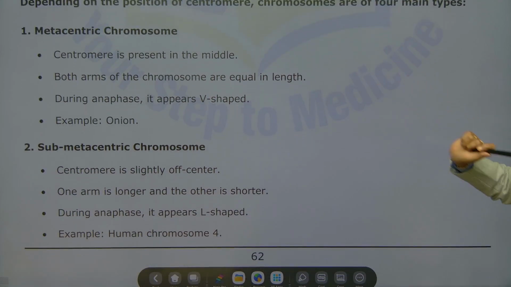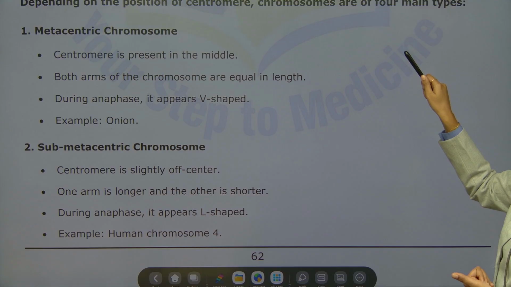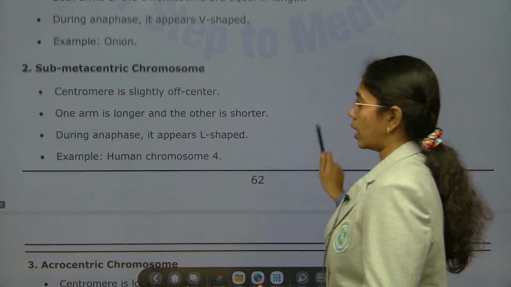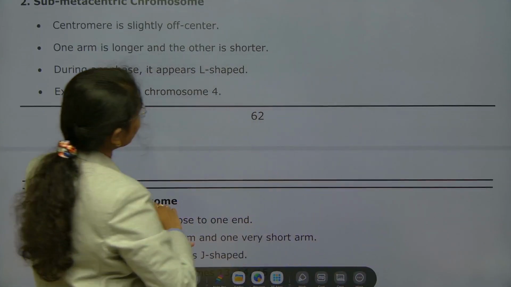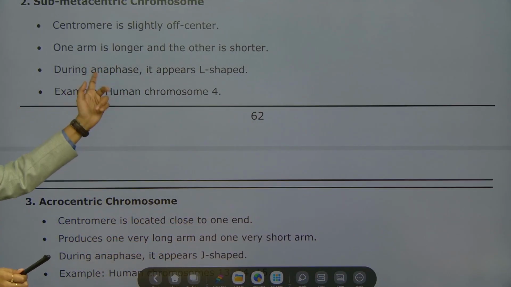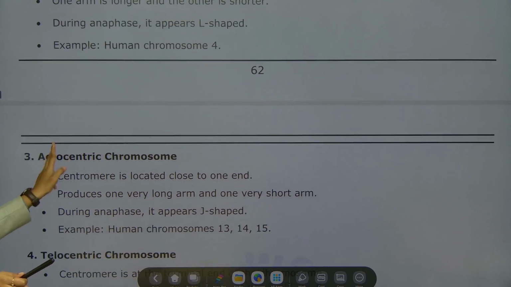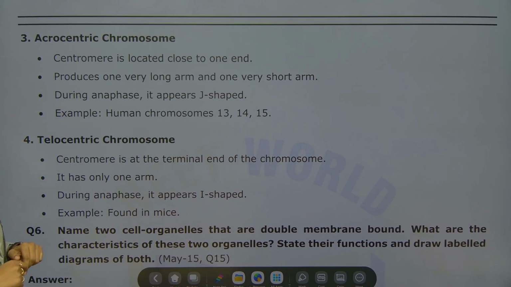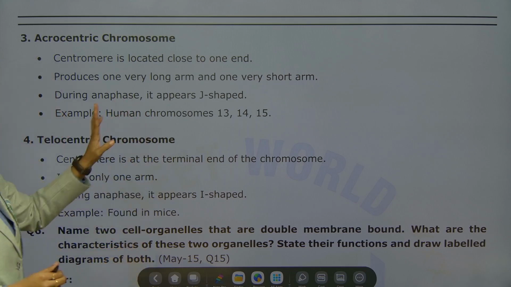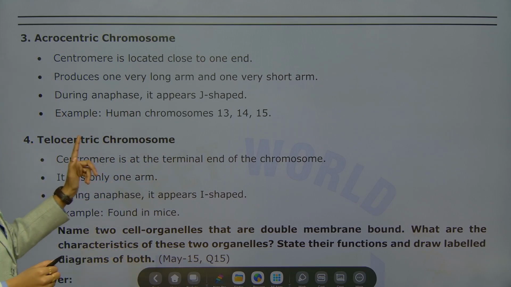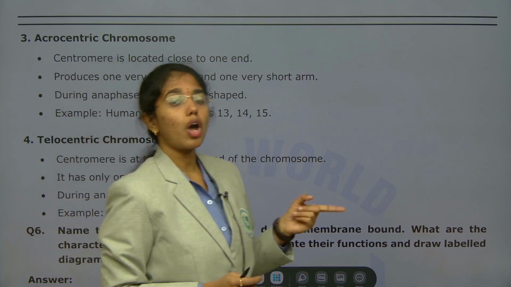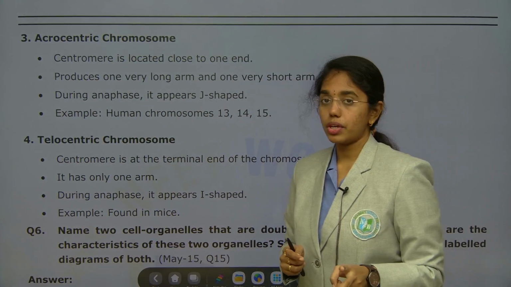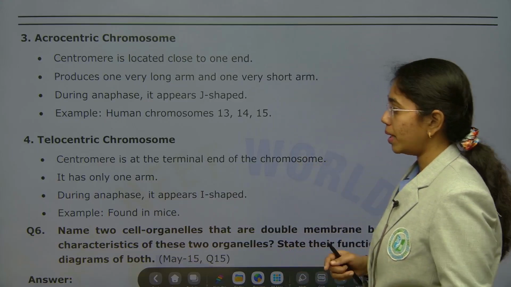First is the metacentric chromosome, where the centromere is present in the middle, two arms will be there and it is V shaped. Example is onion. Submetacentric: the centromere is slightly off the center, one arm is long and the other is short, it is L shaped. Example: human chromosome 4. Acrocentric: the centromere is located close to one end, it gives a J shape, with one very long arm and one very short arm. If you can mention the names, the long arm is addressed as the Q arm and the short arm as the P arm. If you mention that, that will be impressive.